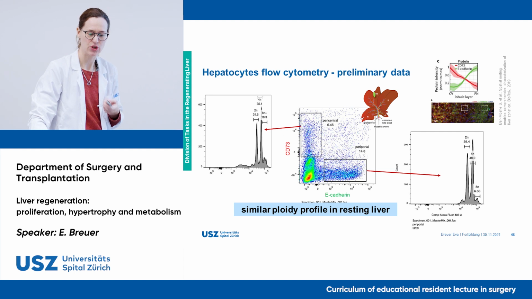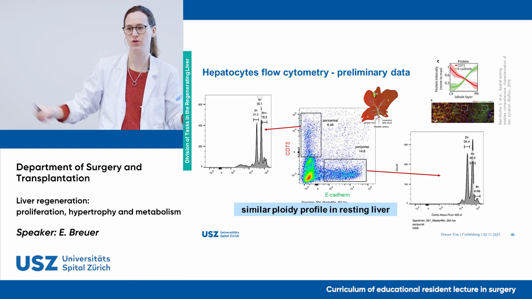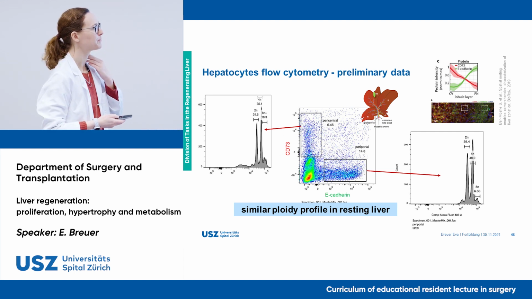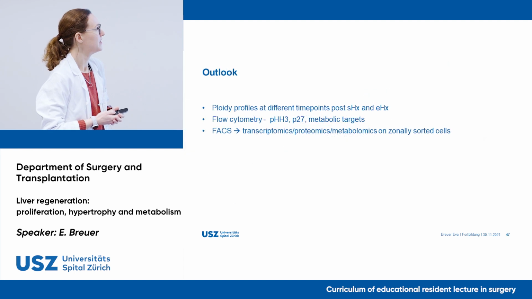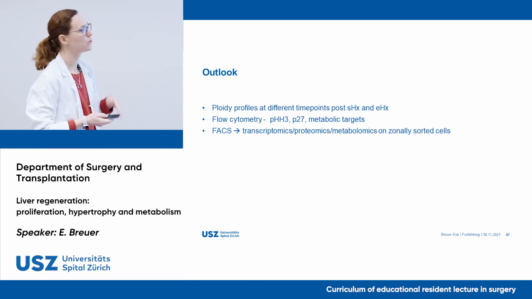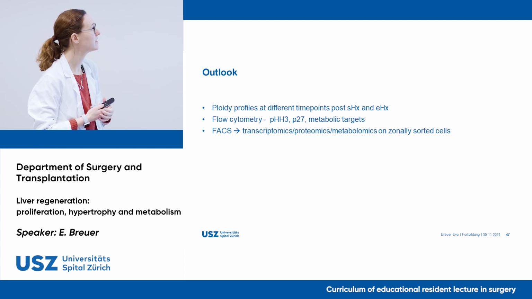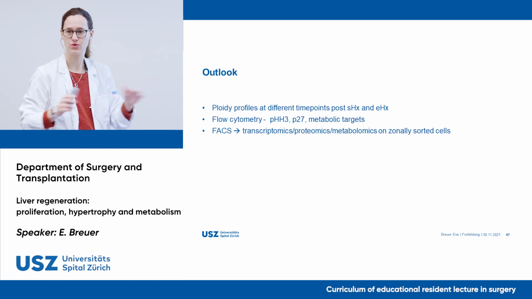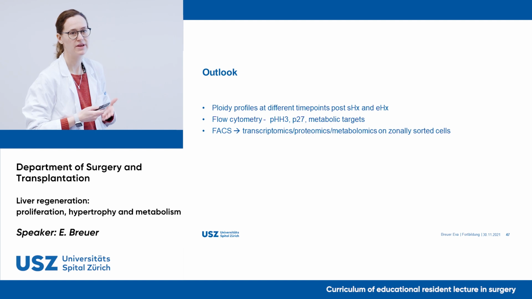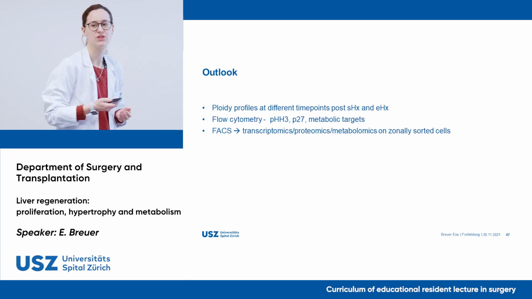And the idea is to get these cells also sorted, so we not only see the cells, but we can sort them into different tubes and analyze them afterwards. This is kind of what we are going to do next. We are trying to analyze these ploidy profiles also in combination with proliferation markers and metabolic targets. And in the end, we would like to sort them and do transcriptomic and proteomic analysis and also metabolomics on these sorted cells.